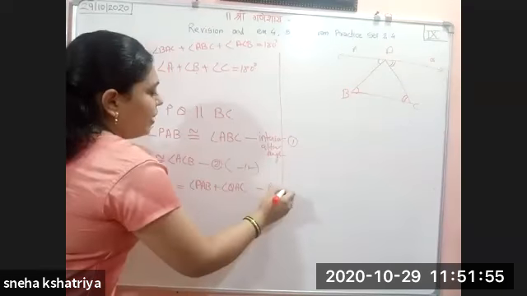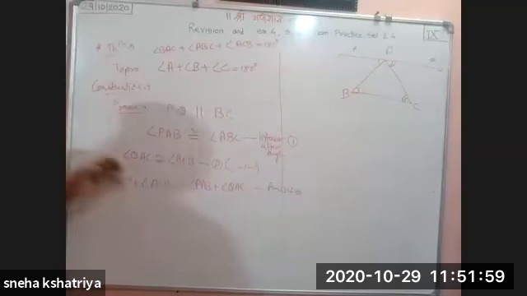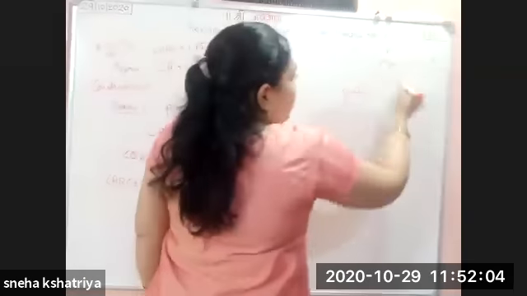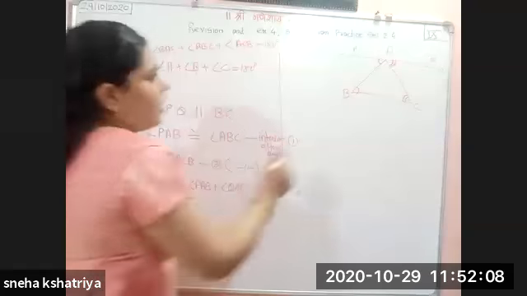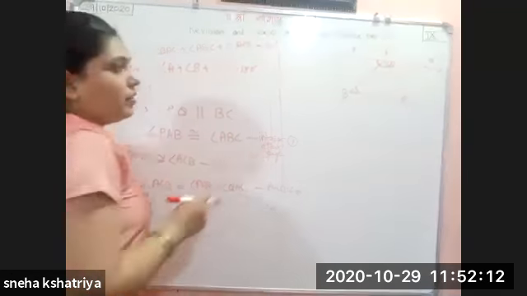From equations 1 and 2, adding them, we get angle PAB and angle QAC. These two angles we have written here, but we need all three angles. The third angle also we need. So what do we have to do?